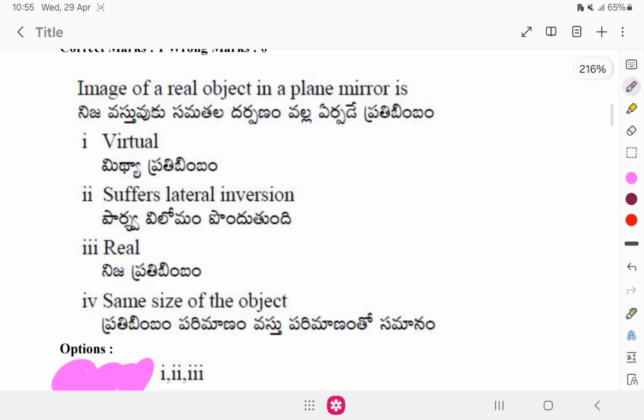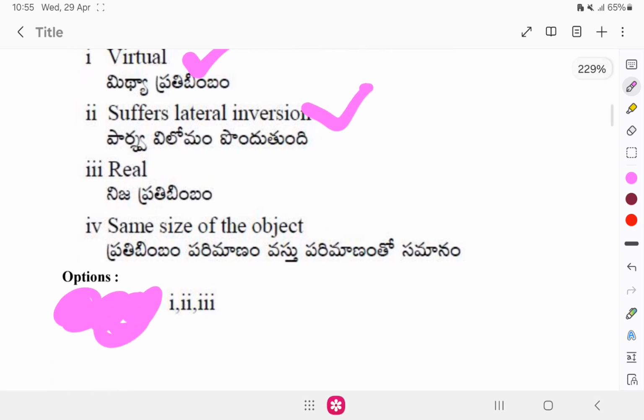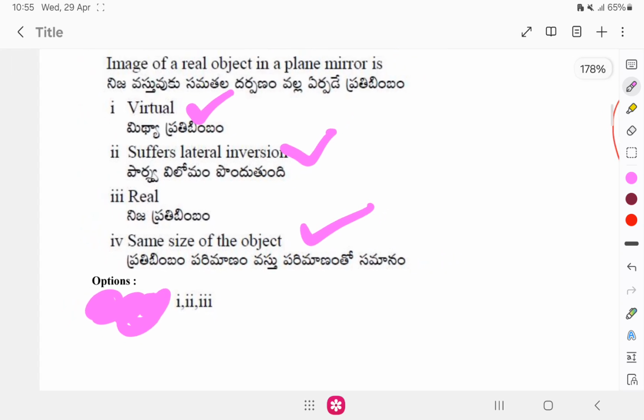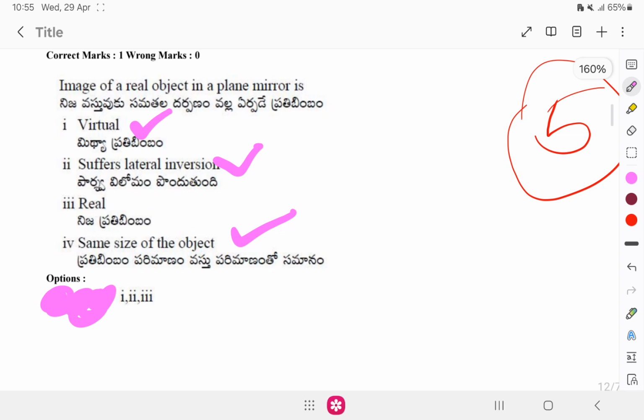Image of a real object in a plane mirror. Virtual, yes, we can see, but we can't touch. In a plane mirror, the object we can see, but we can't touch. Suffers lateral inversion, I will explain this friends. Same size, it is same size. Okay, explanation friends. Now I will explain a few points.